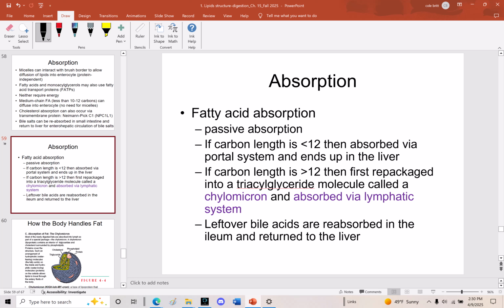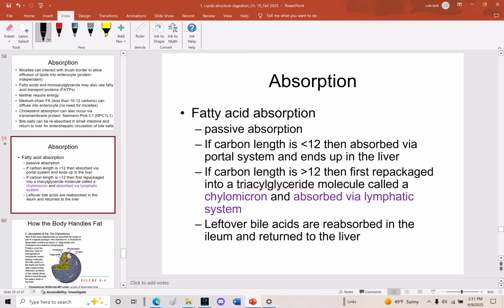So short and medium chain fatty acids can go straight into the blood, to the liver, that's the portal vein circulation, but longer chain fatty acids have to be incorporated in something called chylomicrons, and I'm going to tell you what those are in a second here, and they're going to be absorbed not into the circulatory system from the intestinal tract, it's going to be absorbed into the lymphatic system from the intestinal tract. And again, leftover bile can be reabsorbed and returned to the liver.